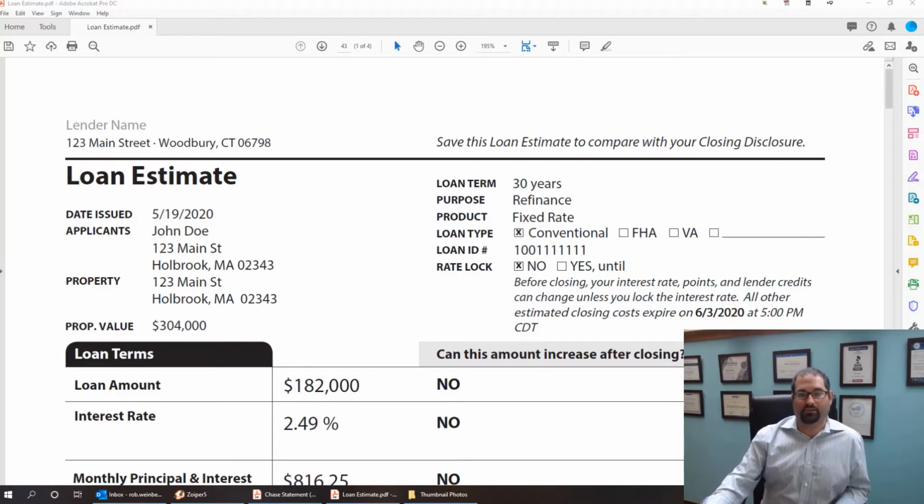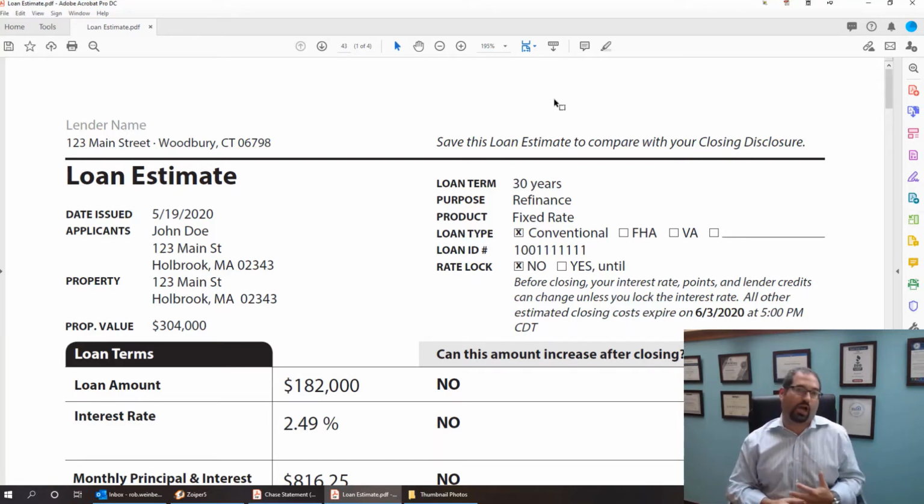In today's video lesson here, I want to go through and demystify the loan estimate document. So you're going to get this huge package of documents either in the mail or more than likely by email for electronic signature, and it's going to have probably at least 50 to 100 pages in it.